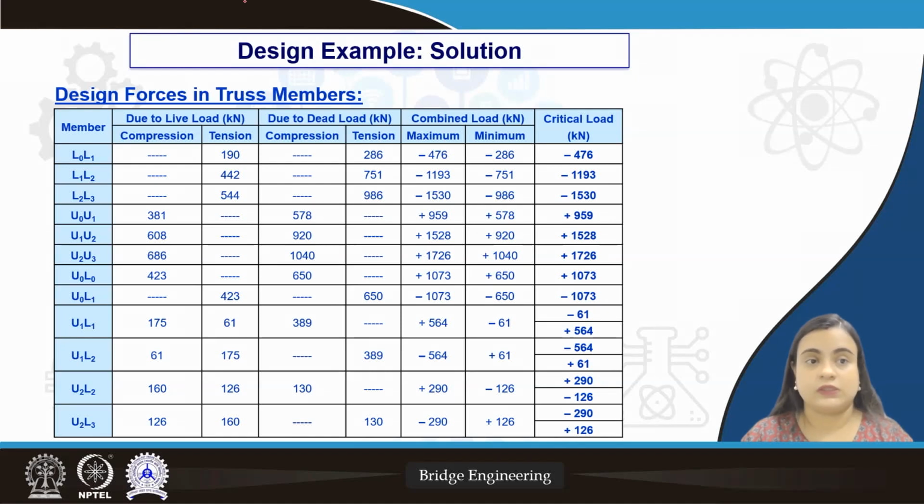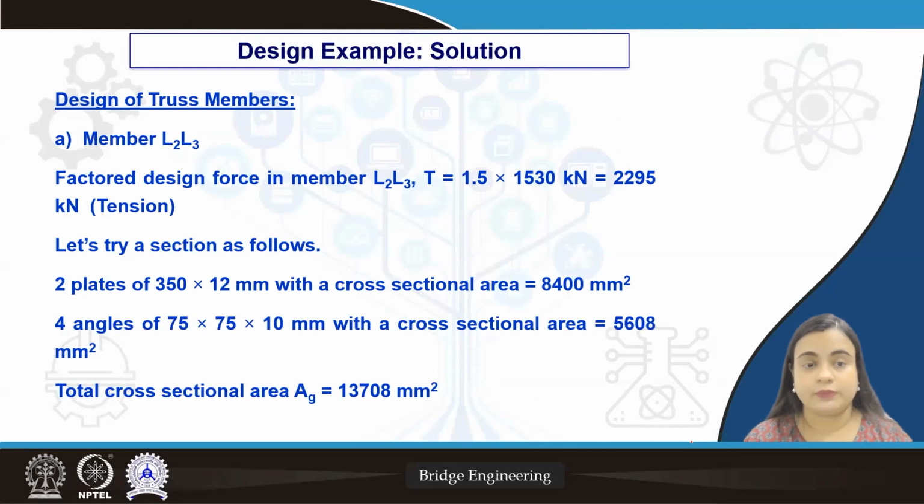So we can tabulate the design forces in the trusses. First, the forces in the members due to live load and due to dead load of compression and tensile nature are tabulated. Subsequently, the combined loads are calculated and the maximum and minimum values are determined. So from there, the critical load for each member is summarized in the last column. Now this critical load will be required to be provided with a factor of 1.5 so as to obtain the design force.